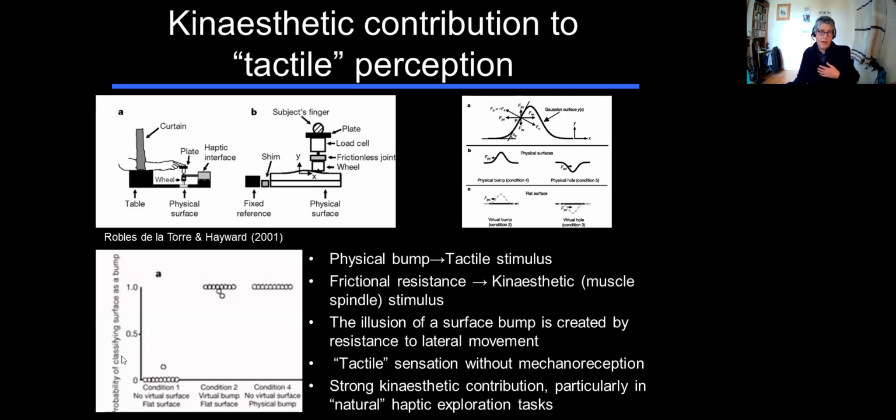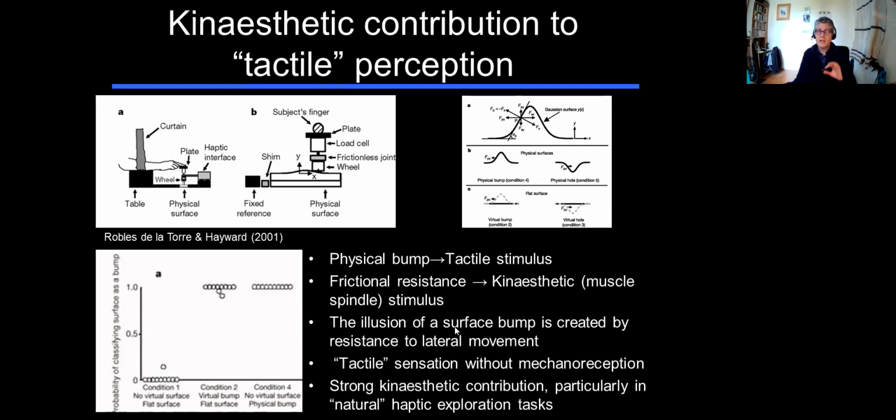And what I'm showing here is the probability of the person saying that they had moved over a bump. And if they're moving on a flat surface, they never think they're moving over a bump. If they actually move over a physical bump, then they say, yes, I moved over a bump. But if they move over a virtual bump, which is in fact not a bump at all, but just a change in the resistance to their movement caused by an increase in friction and therefore sensed as a change in the stretch on the muscles, then they say it's a bump.